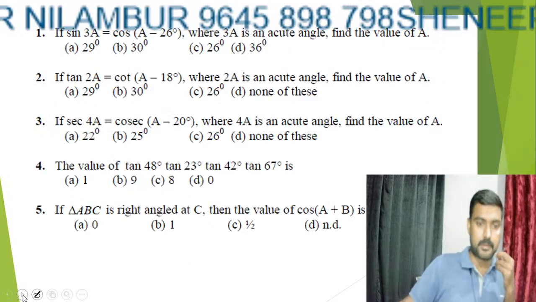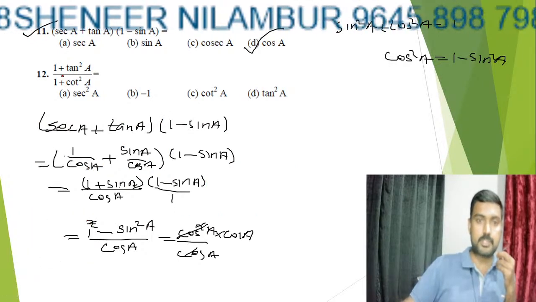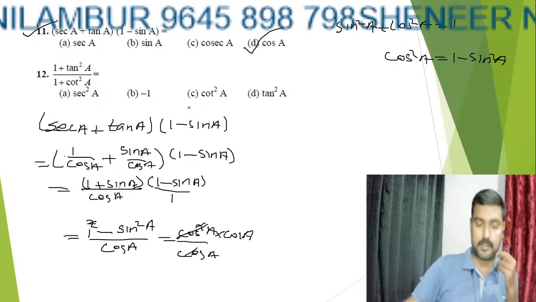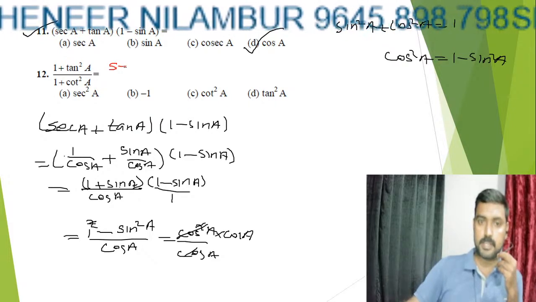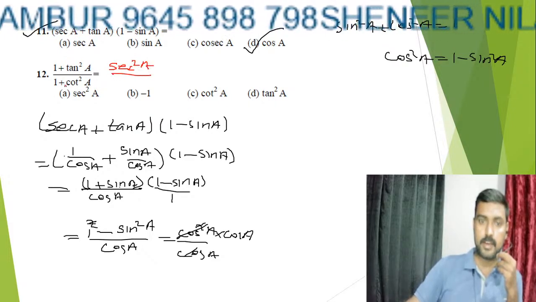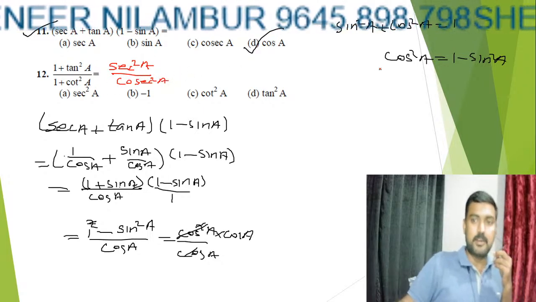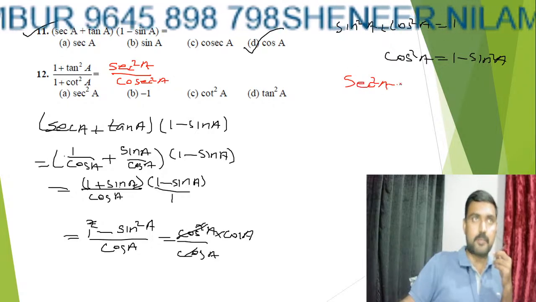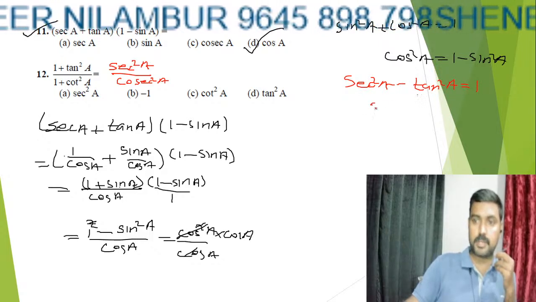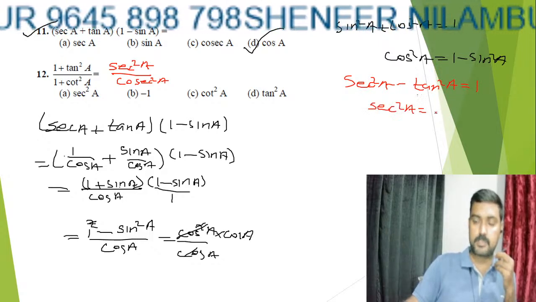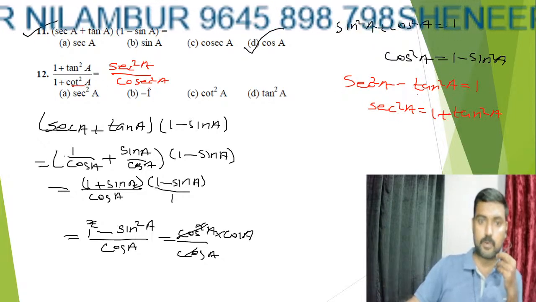Okay. Now, next question. 1 plus tan square A by 1 plus cot square A. This you can write very fast, because 1 plus tan square A is equal to sec square A, and 1 plus cot square A is equal to cosec square A. Why? Because we studied the identity sec square A minus tan square A is equal to 1. So this minus tan square A transposed to the right side, it will be sec square A is equal to 1 plus tan square A. A similar relation is there between cot and cosec.